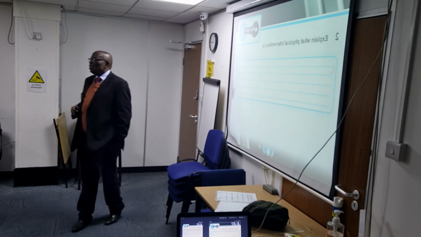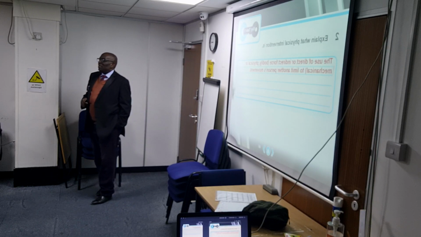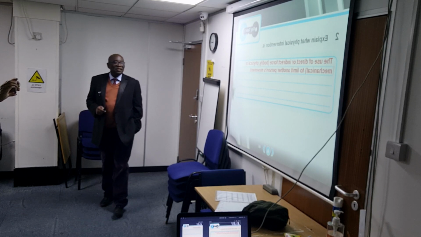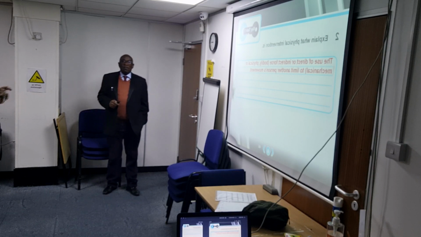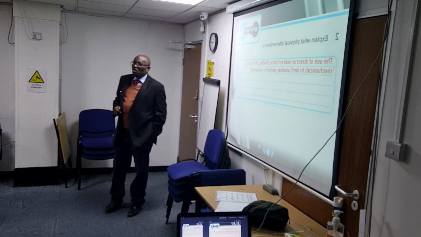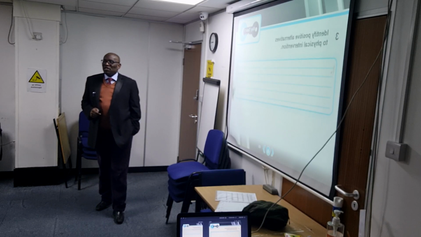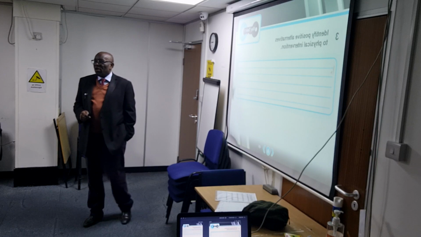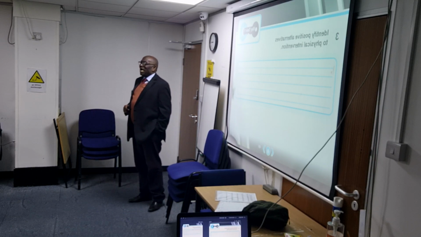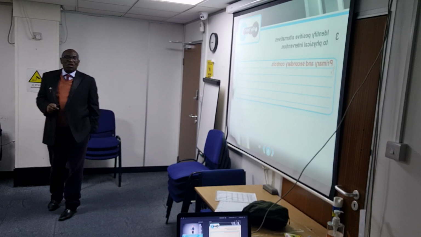So explain what physical intervention is. It is the use of direct or indirect force, bodily, physical or mechanical, to limit another person's movement. Identify positive alternatives to physical intervention. We have what? Primary and secondary controls.